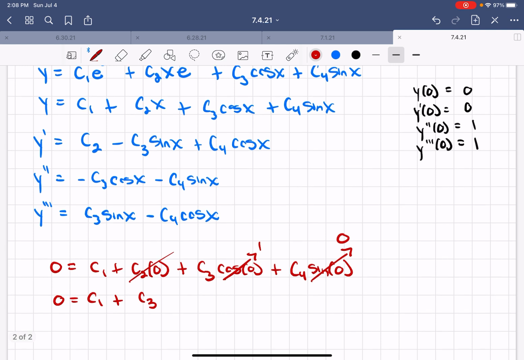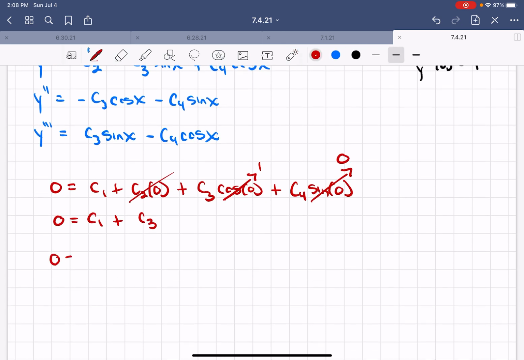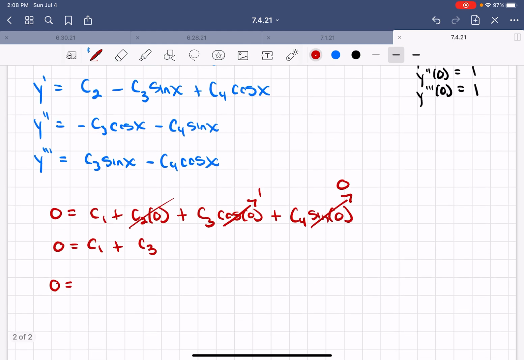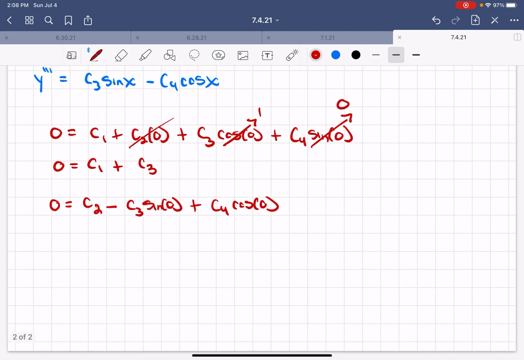Now for the next condition, we have y prime of 0 equals 0. So that is 0 equals c2 minus c3 sine 0 plus c4 cosine of 0. Again, sine of 0 goes to 0, and cosine of 0 goes to 1, so 0 equals c2 plus c4.